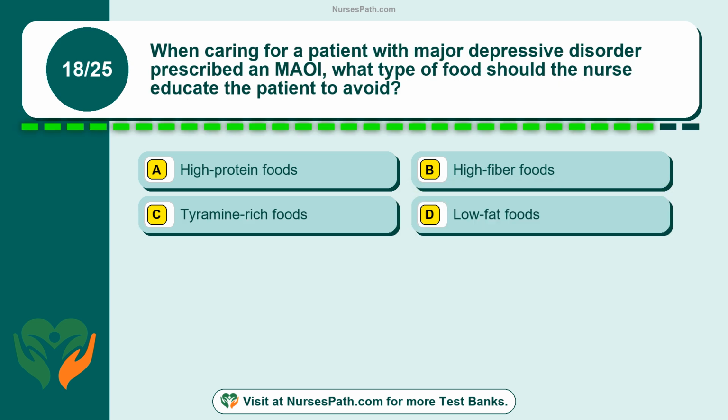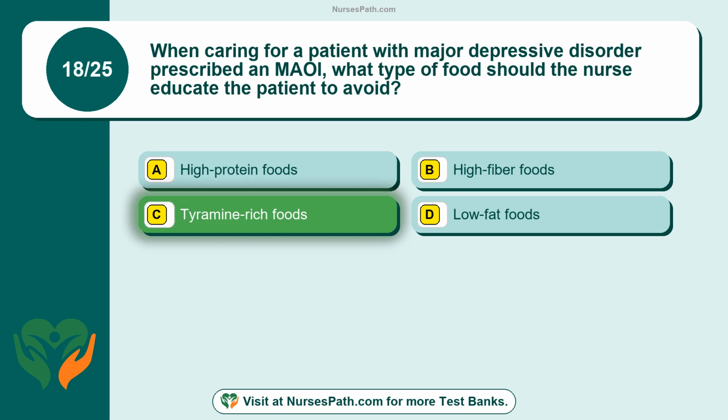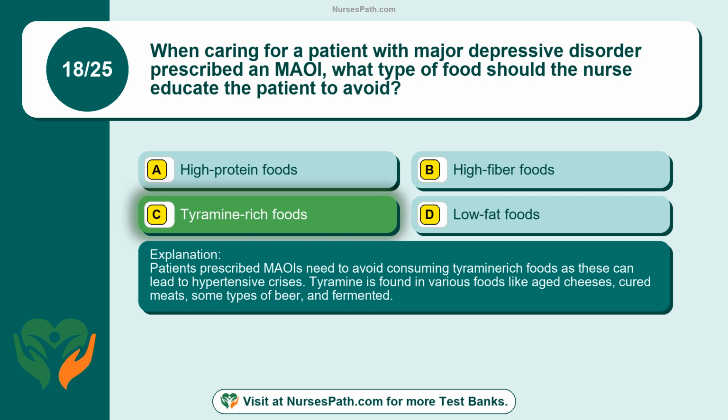Question 18. When caring for a patient with major depressive disorder prescribed an MAOI, what type of food should the nurse educate the patient to avoid? Option A. High-protein foods. Option B. High-fiber foods. Option C. Tyramine-rich foods. Option D. Low-fat foods. The correct answer is option C. Tyramine-rich foods. Patients prescribed MAOIs need to avoid consuming tyramine-rich foods as these can lead to hypertensive crises. Tyramine is found in various foods like aged cheeses, cured meats, some types of beer, and fermented foods.